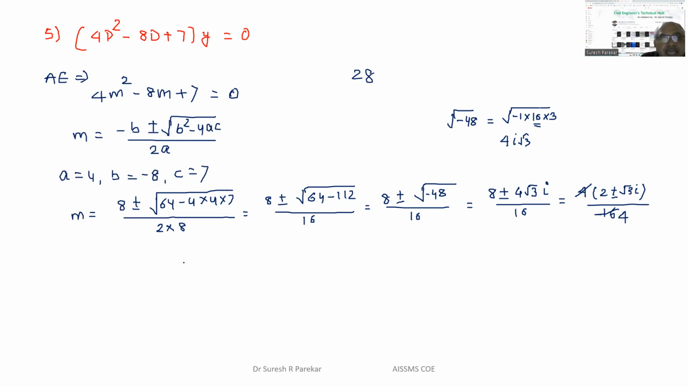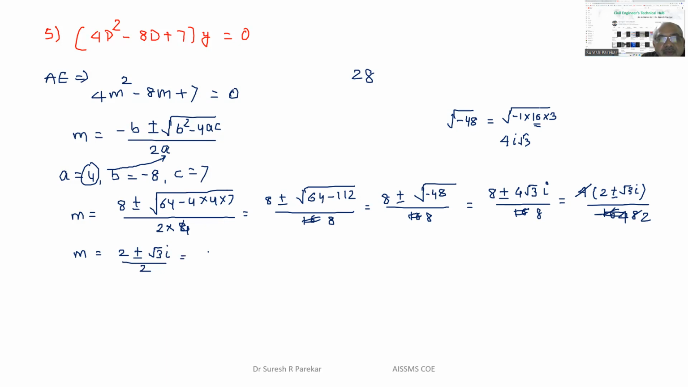Sorry, we have this a that is 4, so this becomes 8. Four 2s are 8, because the value of a is 4 and we have 2a. I had taken 2a as 8 directly; actually it is 2 into 4, 8. So if I write below, m is equal to 2 plus minus root 3 i upon 2.